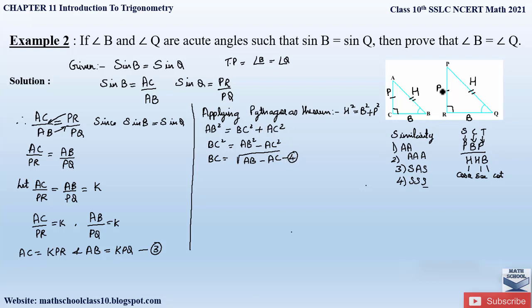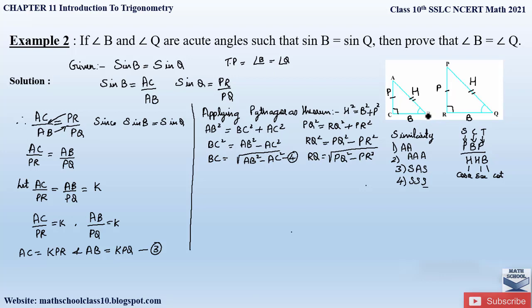Similarly, let us apply the Pythagoras theorem to triangle PQR, where the hypotenuse square, that is PQ square, is equal to base RQ square plus PR square. Again we want the value of RQ. So let us send this PR square to the left hand side. So we get PQ square minus PR square, and the RQ value will be square root of PQ square minus PR square. Here also we should write square. We have found out the value of BC and RQ.